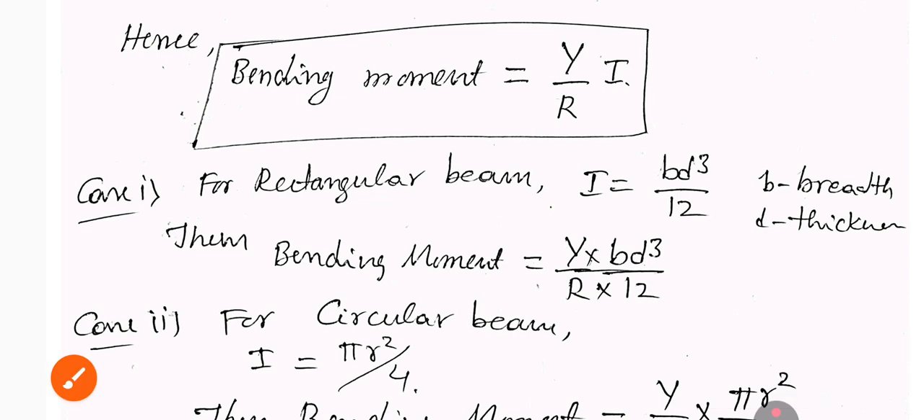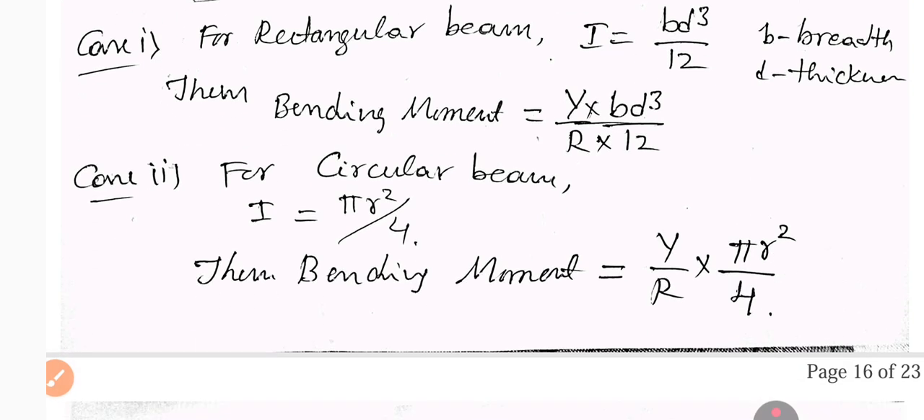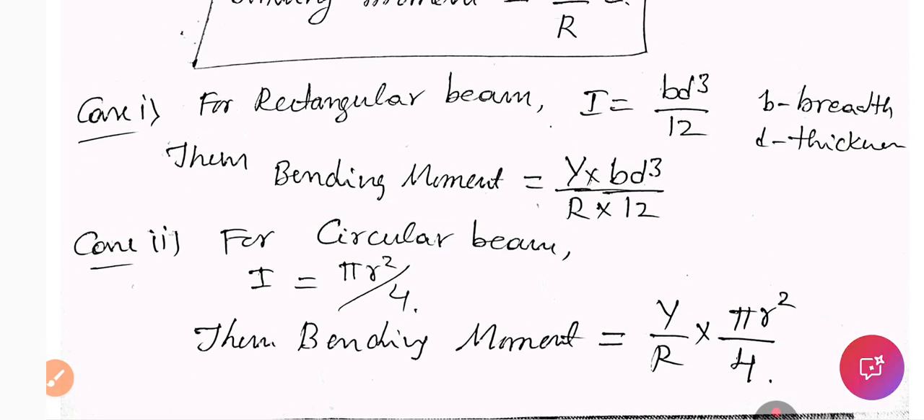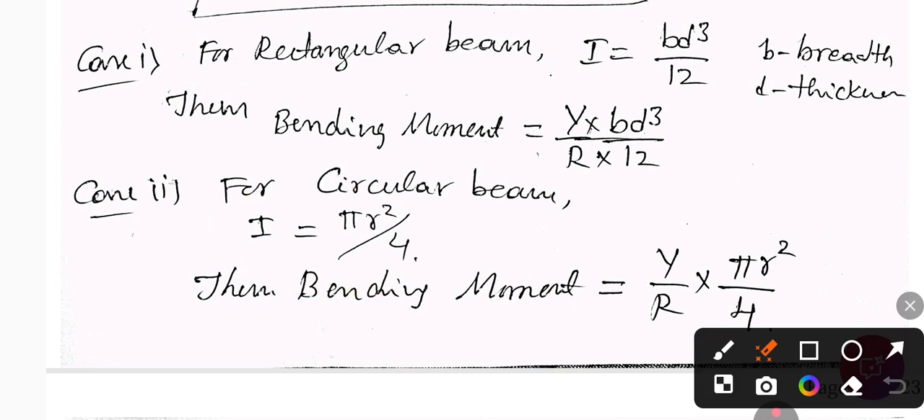For the bending moment of a circular beam, the moment of inertia is given by pi r to the fourth by 4 for a circular beam, because the moment of inertia changes with the shape. That's why the bending moment is given by Y by R into pi r to the fourth by 4 for the circular beam. This is the bending moment for the rectangular beam and for the circular beam.